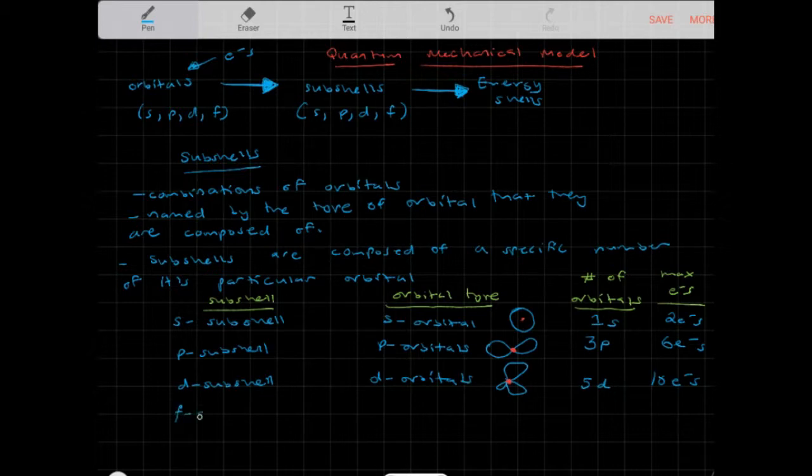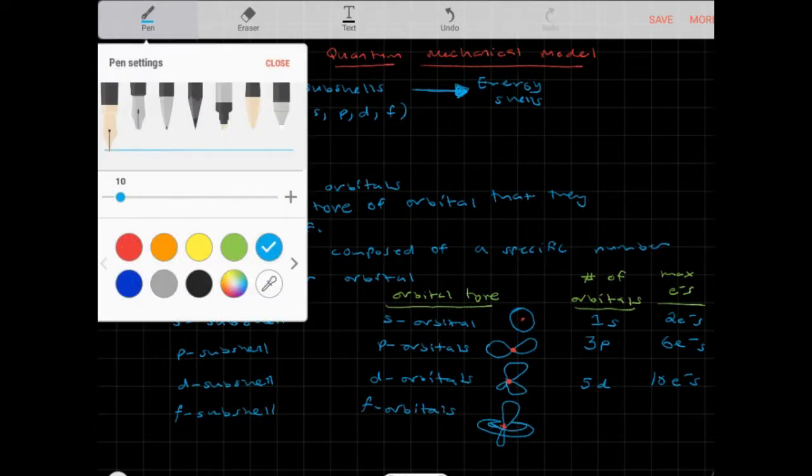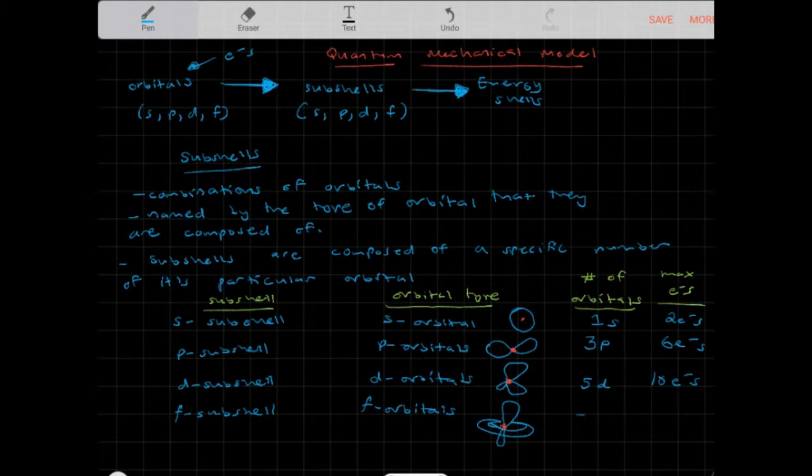The F subshell will be composed of F orbitals, and this one also kind of looks funky. You can't really draw this in 2 dimensions. Drawing it like this, it looks like a pacifier. And let's say that the node is somewhere here, right? And the F subshell can hold a maximum of 7 F orbitals, and each orbital holds a max of 2 electrons, so we can have a total of 14 electrons in the F subshell.